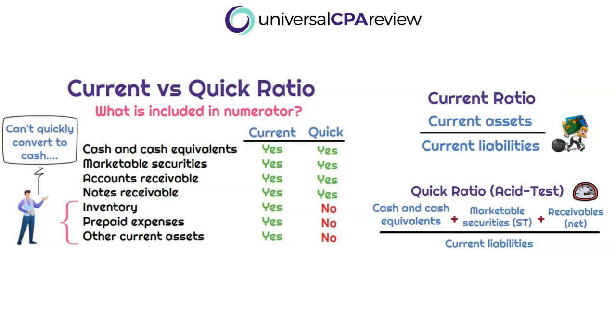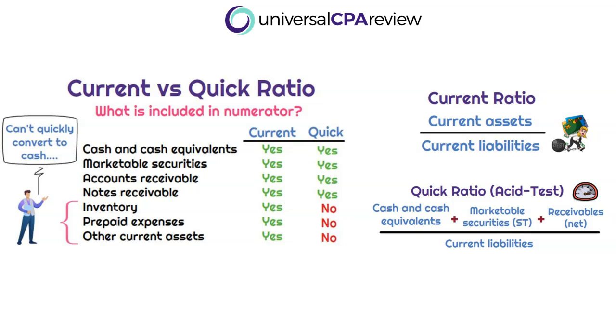So the last thing I want to quickly recap on is the current versus quick ratio. The exam loves to test whether you can calculate both of these ratios. And what they'll do is usually give you a handful of balance sheet items, and you'll have to know which items to include or exclude for both of these ratios.